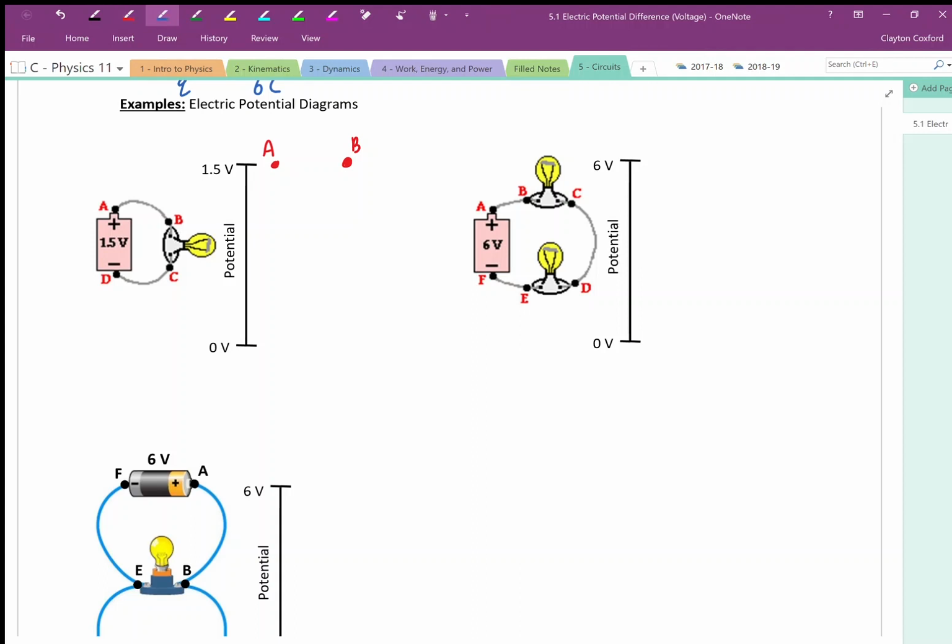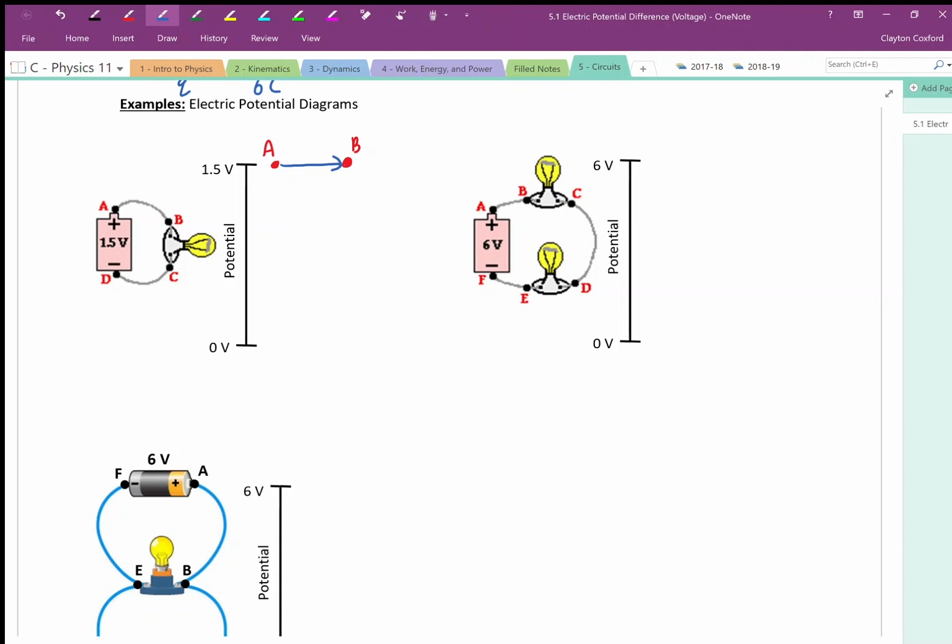So to move from location A to location B, we'll draw a little arrow to show that this is the direction that a positive charge will flow. If it starts at location A, it will flow to location B and keep the same amount of potential, the same amount of energy.